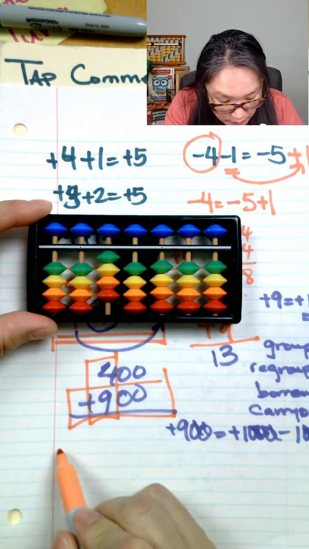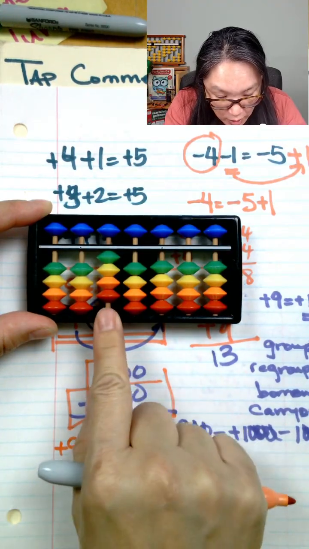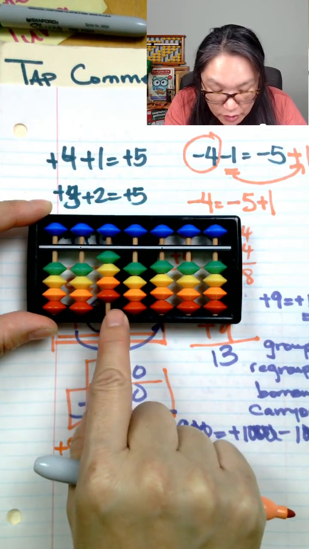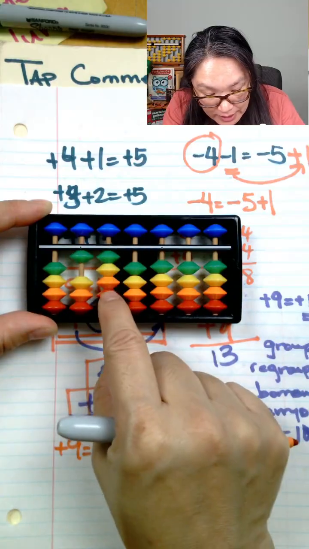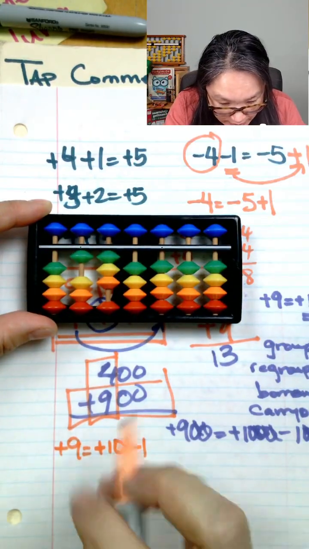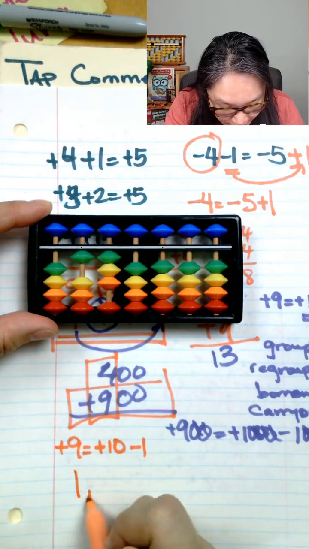So we add the 9. What are we going to do? We're going to plus the 9, which is equal to plus the 10 minus 1. So all I'm going to do is plus the 10. I just need to go to the next column over. Next column over, I plus the 10, and I take away the 1. And my answer is, because my dot tells me that I'm at the thousands, so it'll be 1,300.